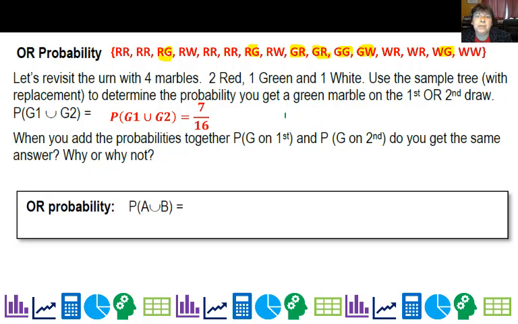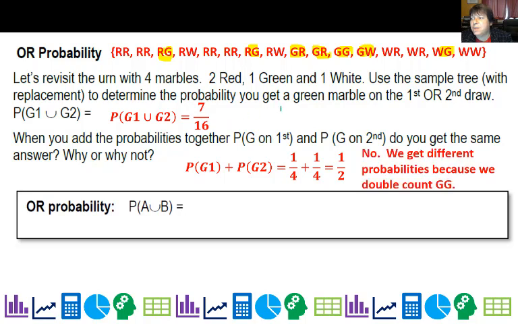Now, some of you like to do formulas and steps. You're like, well, let me go ahead and just add them. What's the probability of a green marble on the first draw? Well, that's 1 out of 4. And what's the probability of it on the second draw? It's 1 out of 4. When I add those, I get 1/2. But that's not the same thing as 7/16. And why is that? Well, we're double counting this one right here. And when you double count, that increases your answer. And if you just do a formula without thinking about it, you'll get the wrong answer. You'll be a little high.